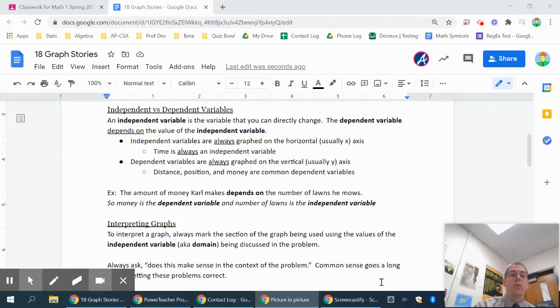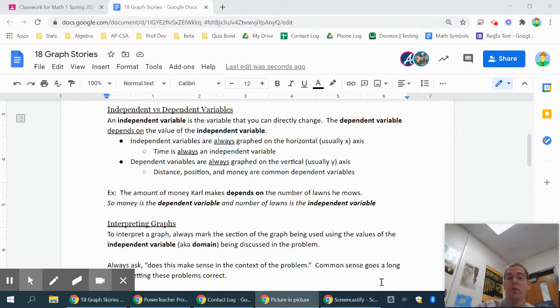Okay, we're going to just review a few things really quickly, vocab-wise, and then I'm going to work a couple examples off the worksheet for you as well. If you're talking independent and dependent variables, the independent variable is the one that you change directly. It's things like time is always an independent variable because time is always changing. It doesn't depend on anything else.